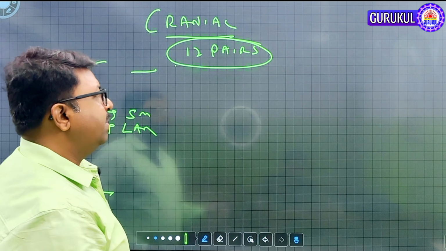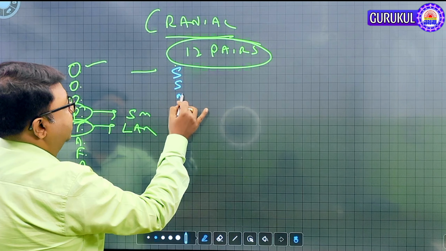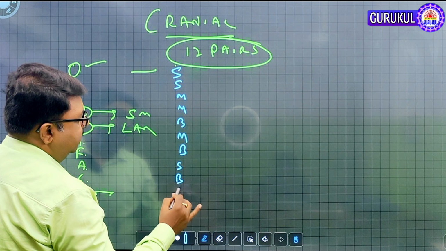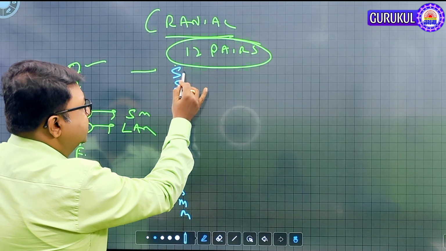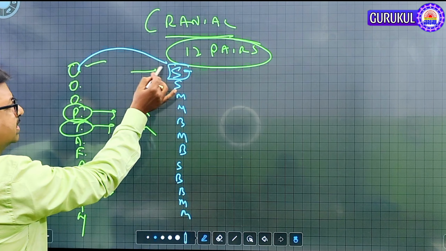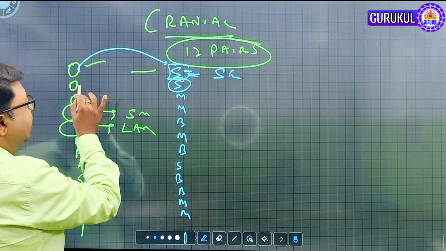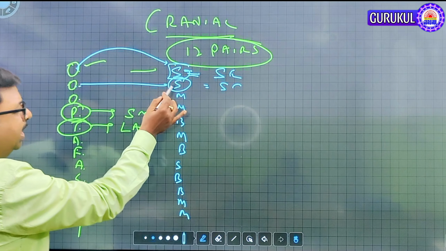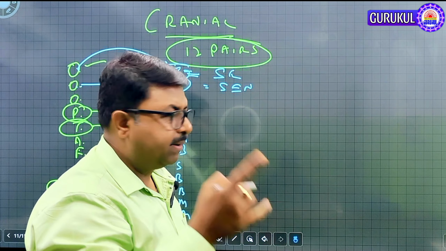So how to remember them? I have given you the details of that. Some say money matters, but my brother says big books matter more. Some means the olfactory one, and S means sensory. Olfactory, optic. Optic means seeing with the eyes, so that is also sensory. What we see, we send towards the brain. So that is sensory.